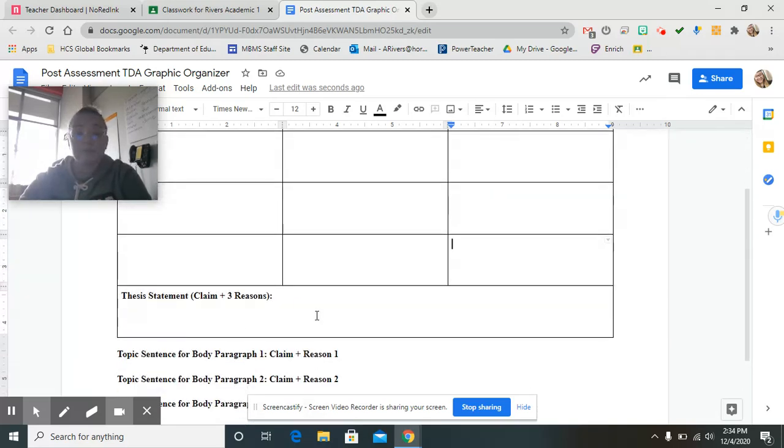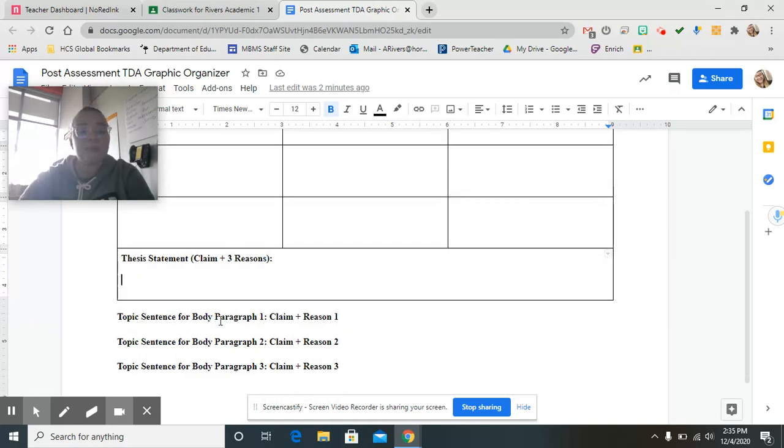Same thing. You will then have a thesis statement, which is going to be your claim plus 3 reasons. Remember, your thesis statement is the direct answer to the prompt without any evidence or explanation, okay? So just like we did before, if you want to look at your graphic organizer from the TDA that you wrote before to help you build your thesis statement for this graphic organizer, that is totally fine. That is encouraged. That is what I expect you to do. Use what you have before to help you complete this new TDA, okay?